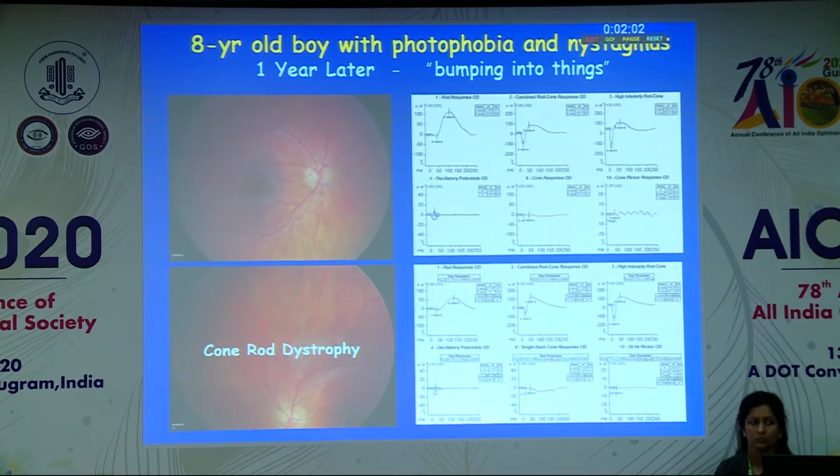The point is that sometimes the cones can be affected and the rods can be affected later on, so you always have to keep that option open. And I always tell the parents that, okay, this is achromatopsia, but we need to monitor this child. And of course, nowadays you can do gene testing and sort of confirm it.